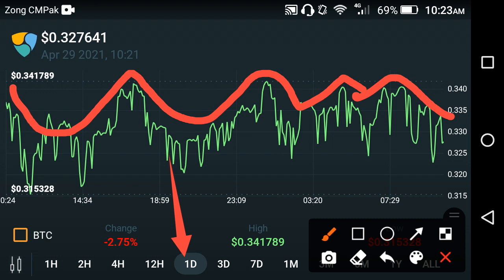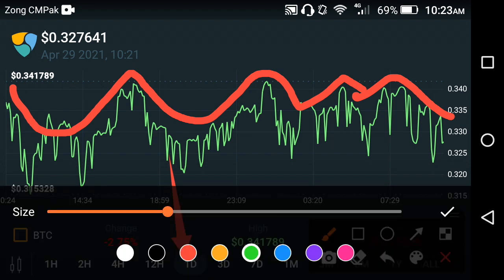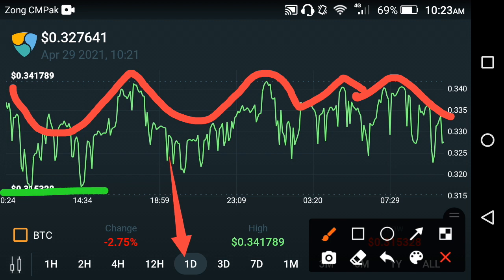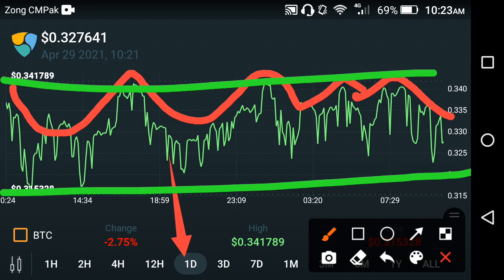As you can see here, the same price change happens at this time. As you can see here, that is a support line and that is a resistance line. They continue to stay stable between these two lines from the previous last 1 day, friends. If we talk about the price change in the last 1 day, there is a negative 2.75% change in the last 1 day, friends.